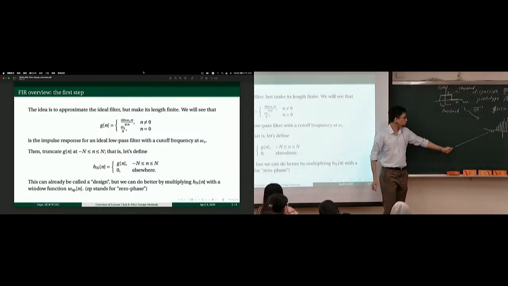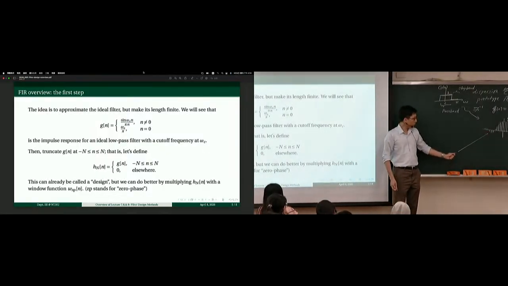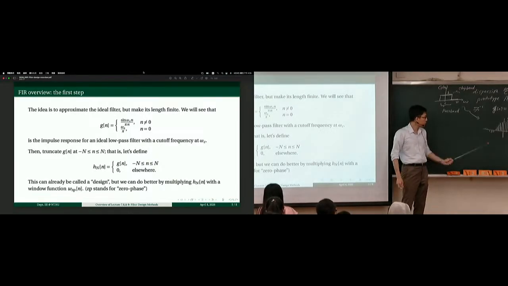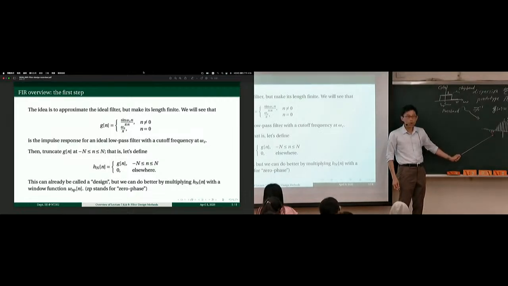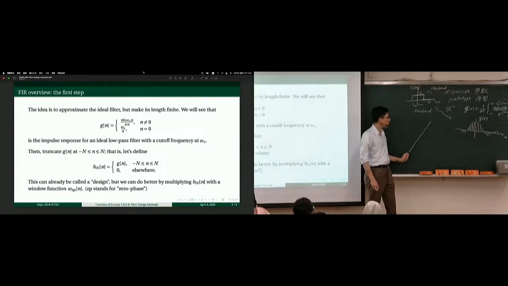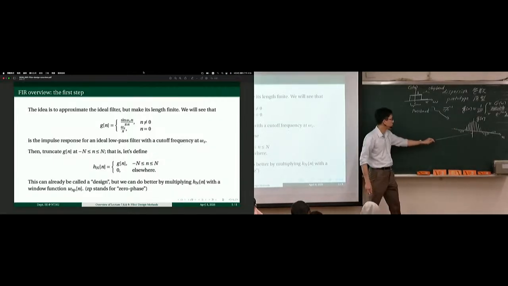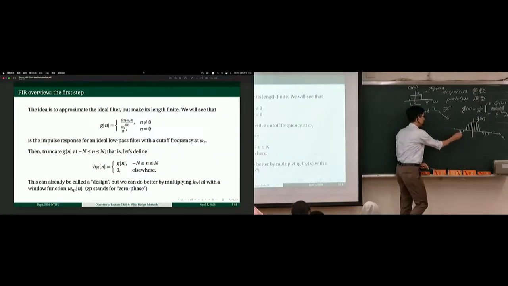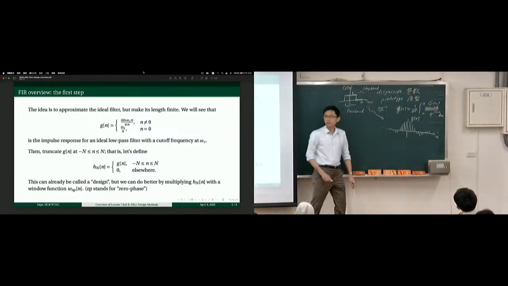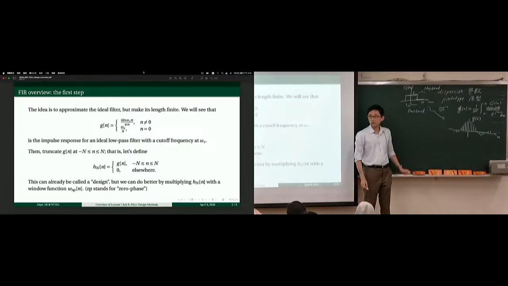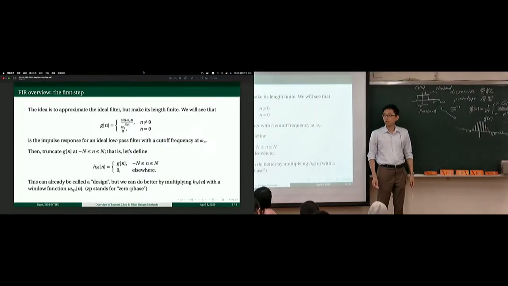So there are a few problems with this. This thing cannot be implemented. First of all, it's non-causal. It has non-zero samples before time zero. So this is non-causal. What's worse, this impulse response extends infinitely on both sides, right? It extends infinitely to the left and infinitely to the right. So this is something that cannot be implemented. So what should we do?